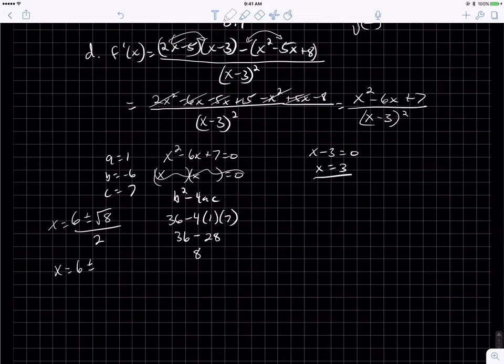The square root of 8 would be 4 times 2, so the square root of 4 is 2, so it could be 2 root 2 over 2. And then the 2 can go into each one of these. So those are my other critical values. 3 plus or minus root 2. Let me see what those come out to be. Give me a second here.